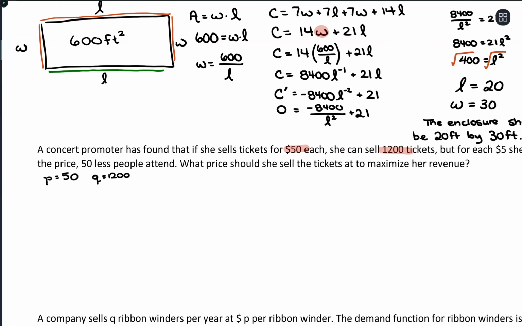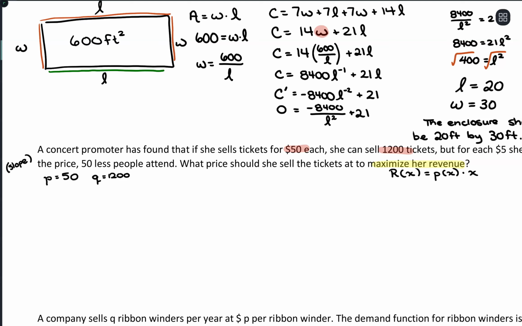Now that wording there of describing how price and quantity change simultaneously, that gets me thinking slope. That kind of relationship of how quantity changes with respect to price or price with respect to quantity, that's the idea of our rate of change, which is our slope. So what price should she sell the tickets at to maximize her revenue? So we want to get to maximizing revenue, which again would be taking our price function times quantity.